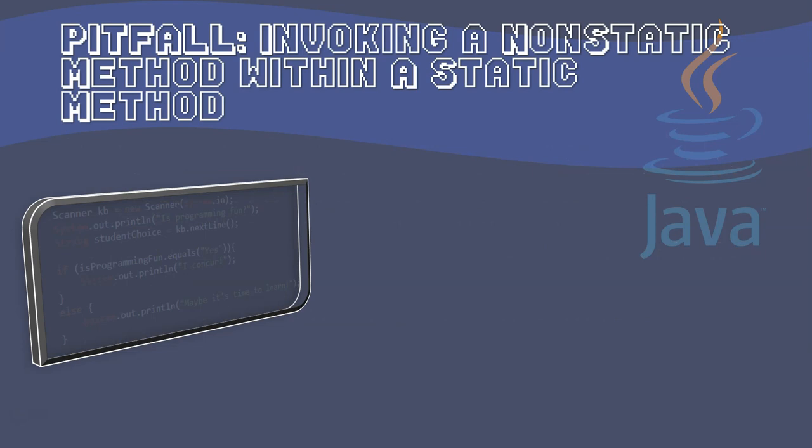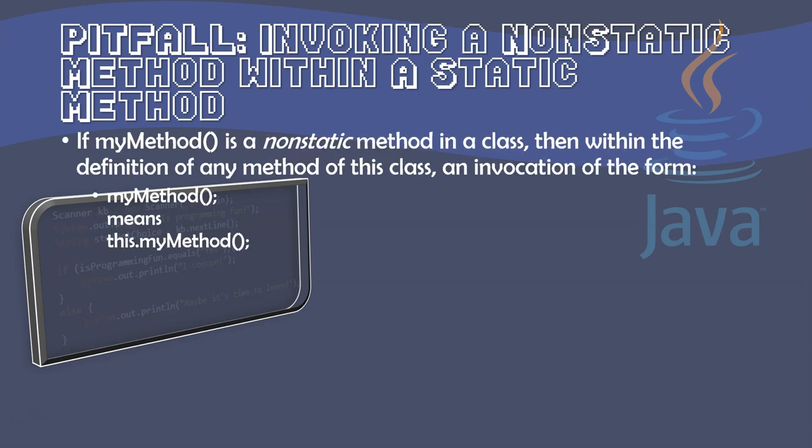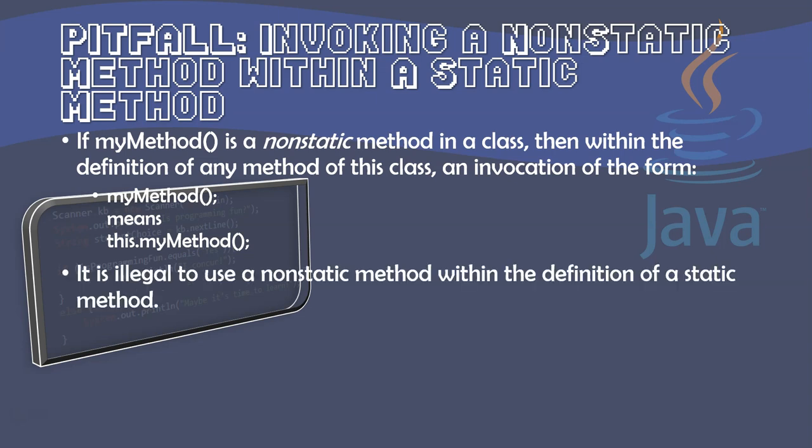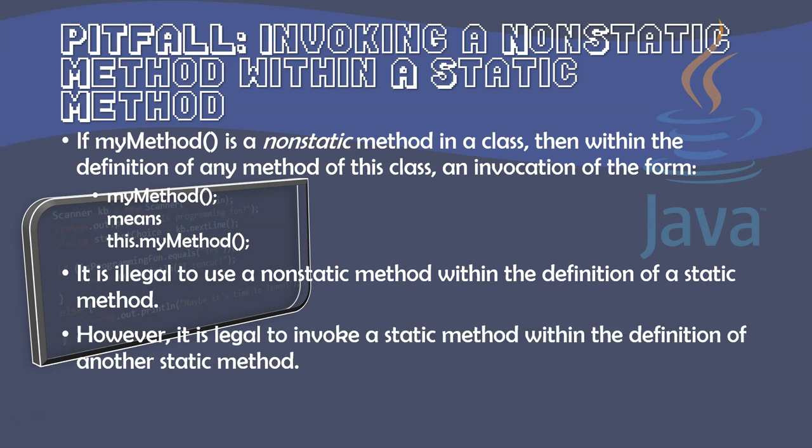Now, there is a pitfall when we work with static methods, and that's invoking a non-static method inside of a static method. Let's say we have a method called myMethod, and it's a non-static method in some class. Then within the definition of any method in the class, the invocation myMethod() means the same thing as this.myMethod(). It's important to know it's illegal to use a non-static method within the definition of a static method. However, it is legal to invoke a static method within the definition of another static method. So if you have a static method and you want it to call another method, that method needs to be static.